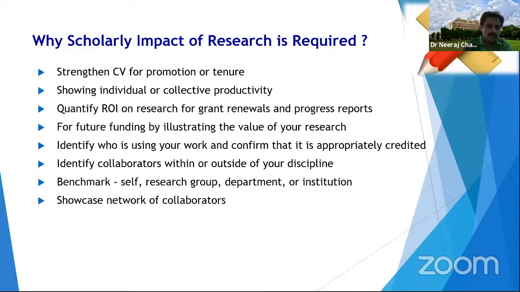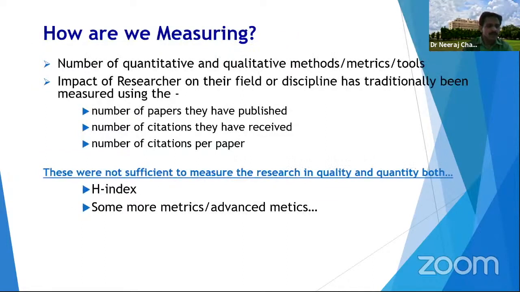Identifying the collaborators within or outside of your discipline. Who are the other people who are citing your papers? You will be able to know while you are analyzing the impact of research. Benchmark self, research group, department or institutions. So this is also one of the reasons we are trying to get the impact of research. Showcase the network of collaborators. So if you want to find out the collaborators in your field or different fields, this is very much required. Now, how are we measuring the research impact?